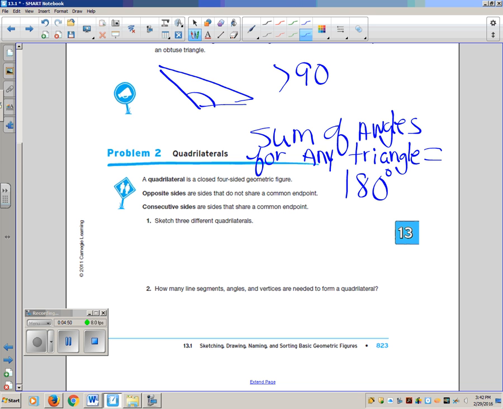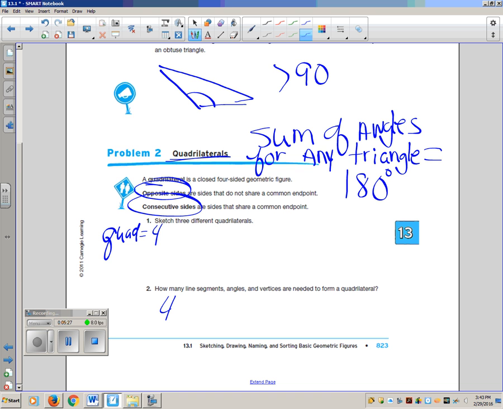Okay, now we're moving on to quadrilaterals. Quad means 4. You ride quads, 4 wheels. Lateral, like the side muscles on our bodies, lats. So four-sided figures. These are polygons that have four sides, quadrilateral. We don't need to do number two. How many line segments, angles, and vertices? They are 4.